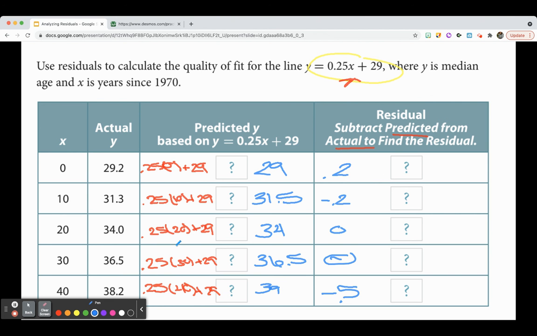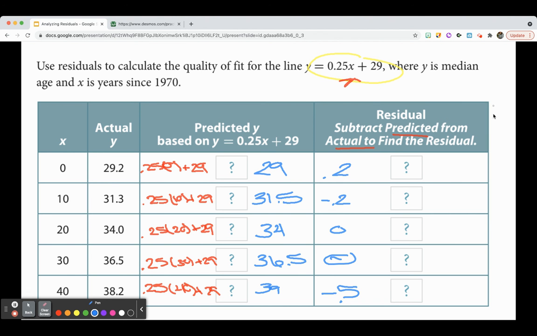Okay, so I went ahead and did my subtraction. So we have our residuals being 0.2, negative 0.2, 0, 0, and then negative 0.8. And then, of course, those can be plotted from our actual and then our residual.